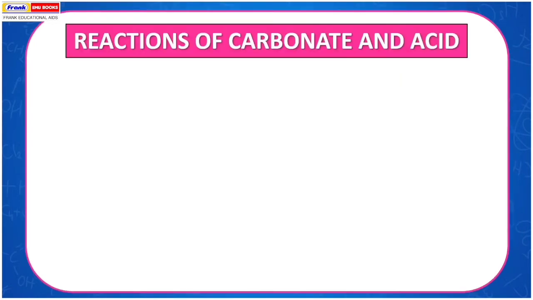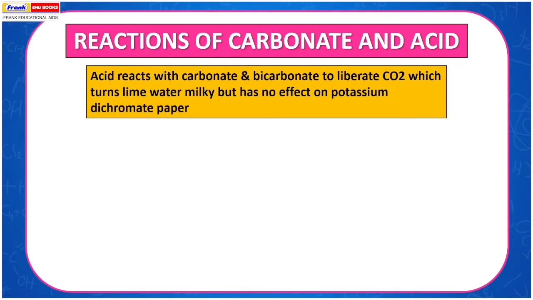Reactions of carbonate and acid. Acid reacts with carbonate and bicarbonate to liberate carbon dioxide, which turns lime water milky but has no effect on potassium dichromate vapor. Sodium carbonate reacts with sulfuric acid to produce sodium sulfate, carbon dioxide and water.